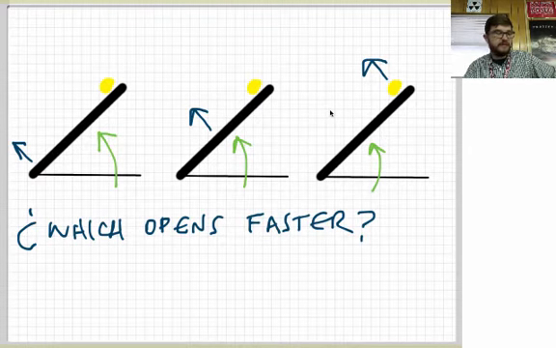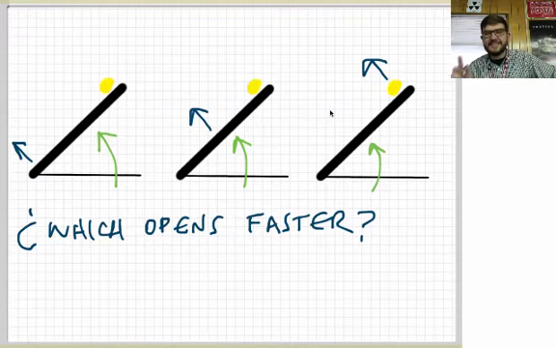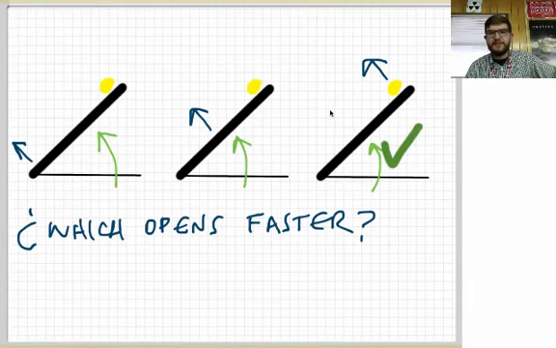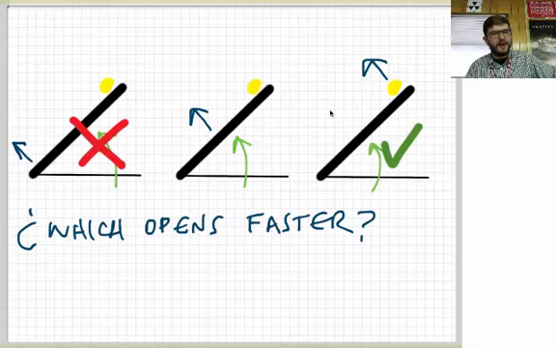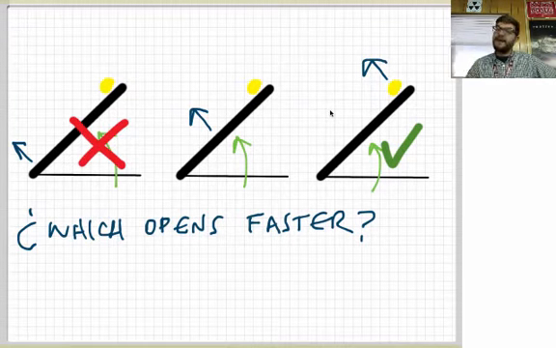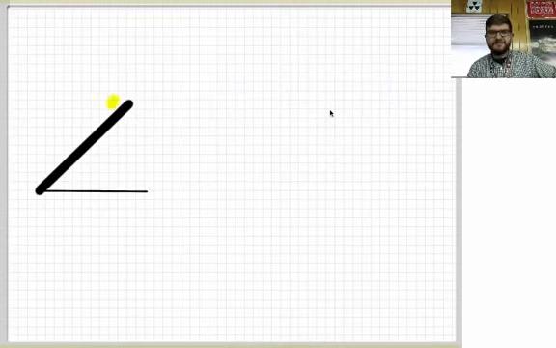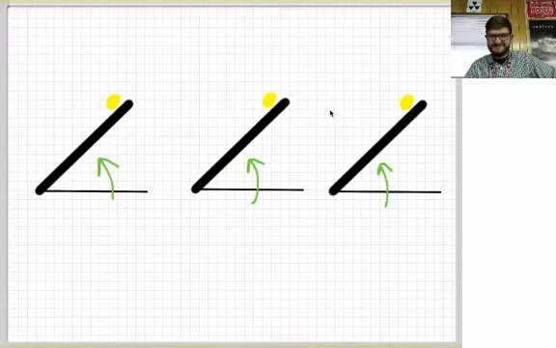So hopefully you are sitting there thinking about it and not just trudging on through the video. But this door obviously is going to open faster. In fact, this door isn't even going to open at all. I guess you could try, but it would be really, really difficult to open a door by the hinge. That's why we put the doorknob on the other side. I know, you learned so much in this class.